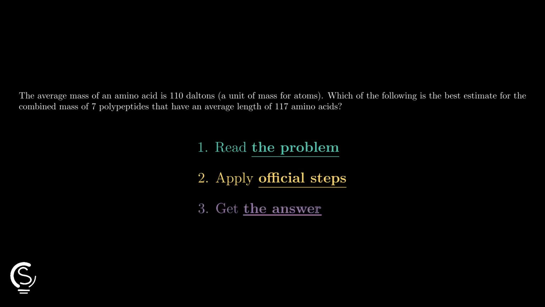Let's level up. Average mass questions get easy fast when you track one peptide first, then scale up to all 7, and you can spot option C quickly.